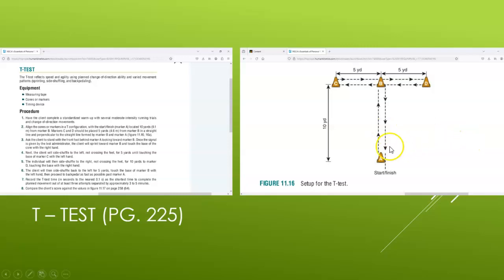T-test, it's a course that's set up with a cone 10 yards apart, and then it's 5 to the left, and then from that center cone 5 to the right. So it really is, in essence, a 10, 5, 10, 5, 10 type of shuttle. And it's good for agility, it's good for change of direction.